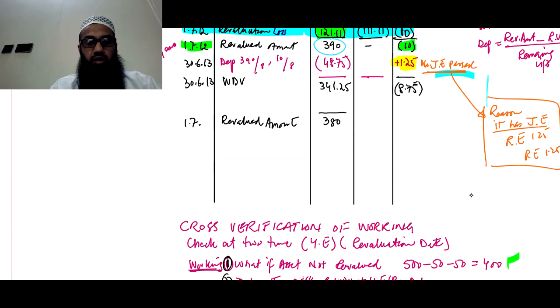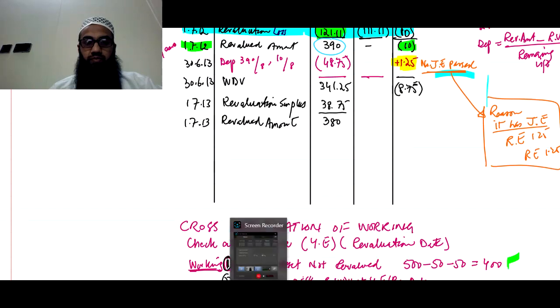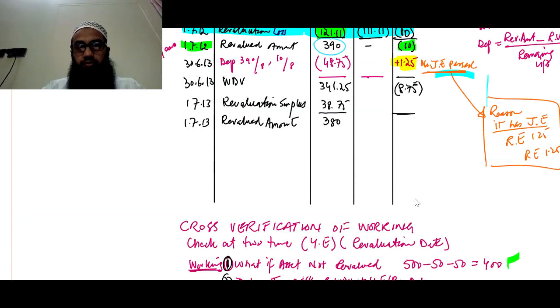On 1st July 2013, it has increased our value by, check it out, how much increased? 38.75. Revaluation surplus. So our value came here 380. What should we do? It is a revaluation increase from 341 to 380. Revaluation increase came, revaluation went up, revaluation surplus will come 38.75. Now what to do here, this is in the plus.